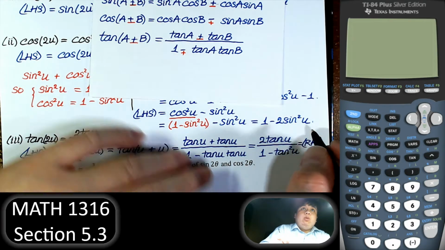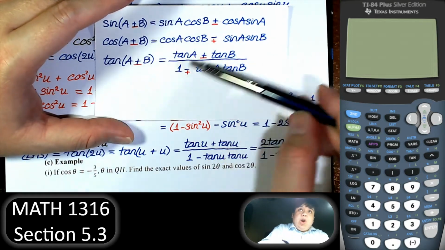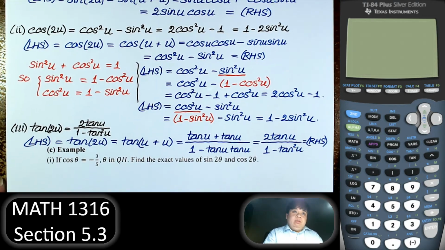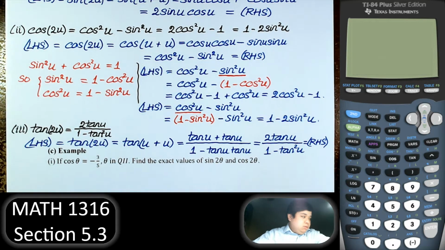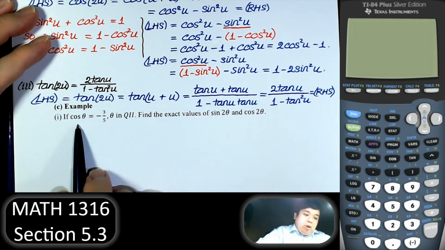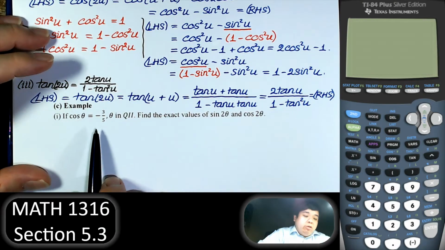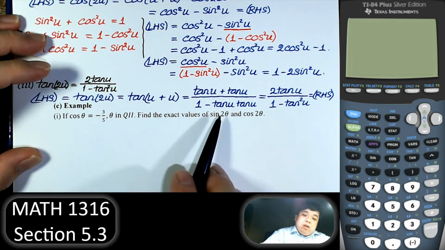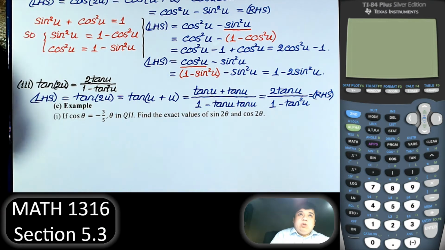So pretty straightforward. As long as we know these identities, the double angle identities will be very straightforward. Right, now let's look at some examples. If we have cosine theta is equal to negative 3 over 5, and theta is in quadrant 2, find exact values of sine of 2 theta and cosine of 2 theta.